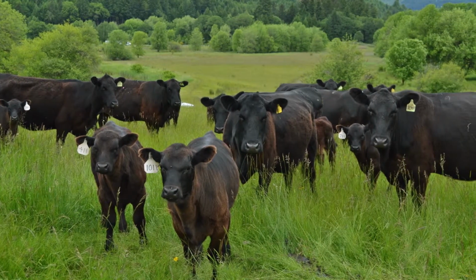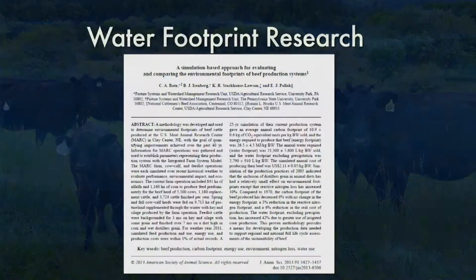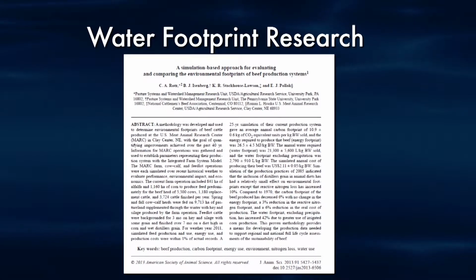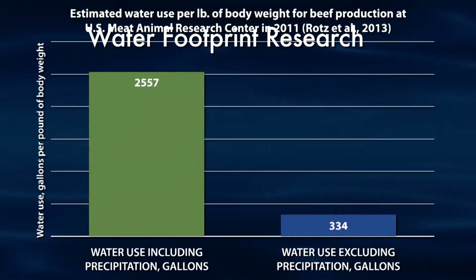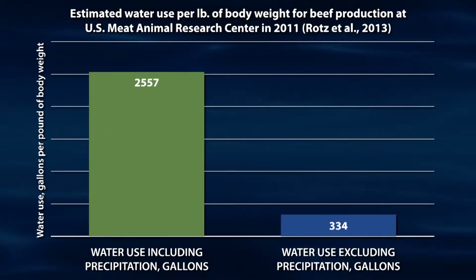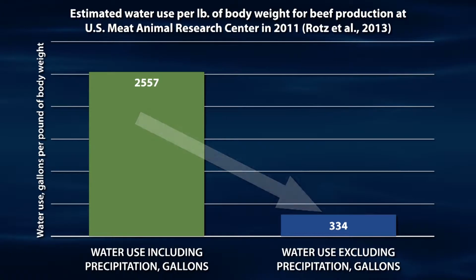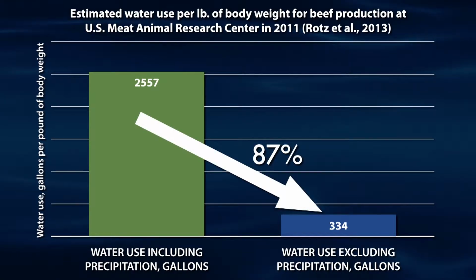To demonstrate the impact of including or excluding green water in the water footprint of beef, we can examine the work of Rotz and others published in 2013. Their research evaluated the water required per pound of body weight of cattle sold at the U.S. Meat Animal Research Center in Nebraska. When precipitation was included in the analysis, the researchers observed that the water footprint of beef was 2,557 gallons per pound of body weight. Without precipitation, the water footprint was 334 gallons per pound of body weight. Not including precipitation decreased the water footprint of beef by 87%.